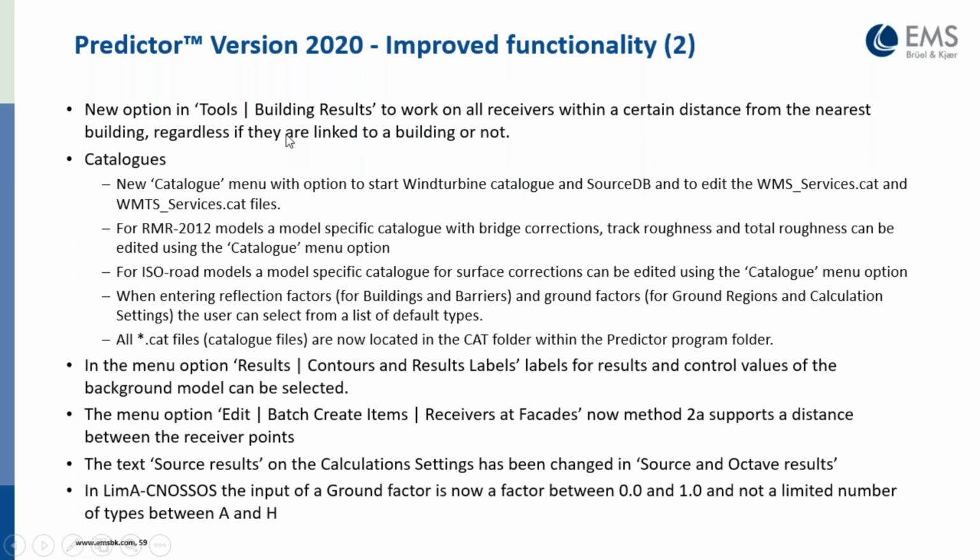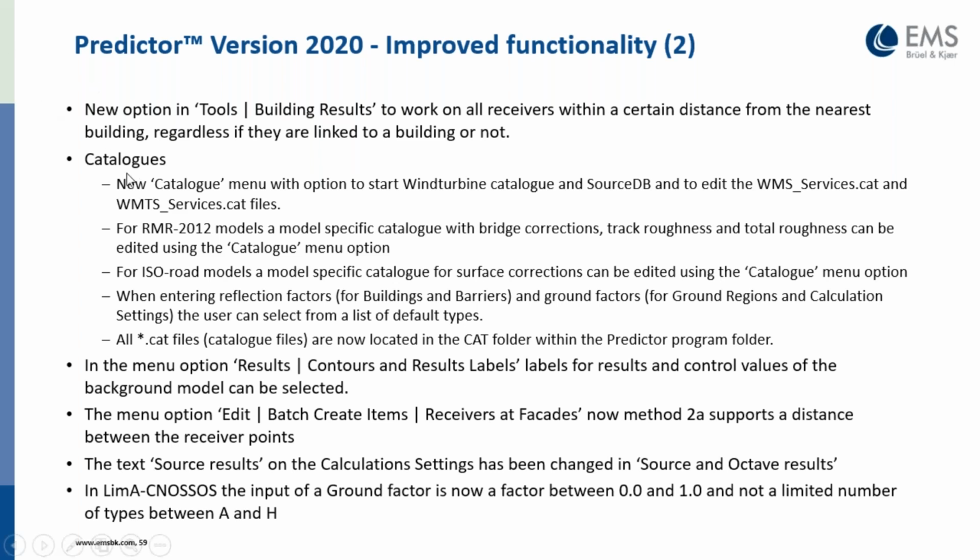What is interesting, however, for people who are using Predictor for the European noise maps, we've now extended the tool's building results option to work on all receivers within a certain distance from the nearest building, regardless if they are linked to a building or not. In Predictor, there's an option to create receivers around the buildings. We call it receivers at facades, based on the spacing between the receivers and also based on the height of the buildings. All those receivers can then be calculated, and with the tool's building results, you could then select all those receivers around the buildings and then calculate the highest level per building, for instance. And that also makes it possible to count the number of dwellings within 5 dB noise class. So that's all made for this European noise map support.